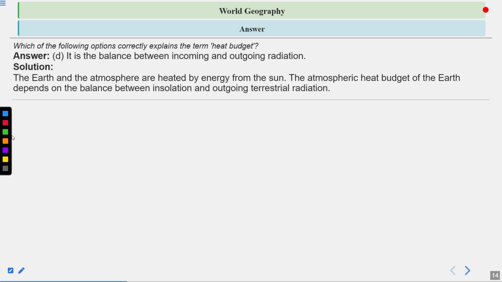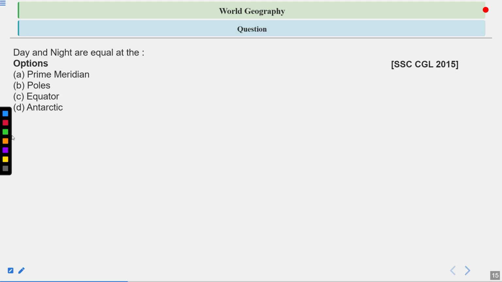So the Earth and the atmosphere are heated by energy from the sun. The atmospheric heat budget of the Earth depends on the balance between insolation and outgoing terrestrial radiation. So correct answer is D. Day and night are equal at the prime meridian, poles, equator, or Antarctic.